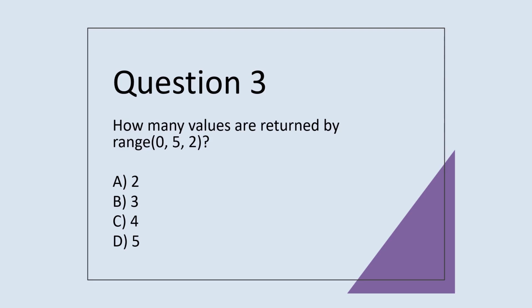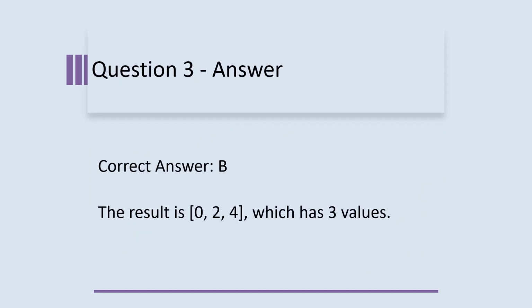Question 3. How many values are returned by range(0, 5, 2)? A: 2. B: 3. C: 4. D: 5. Correct answer B. It returns 0, 2, 4, that is 3 values.